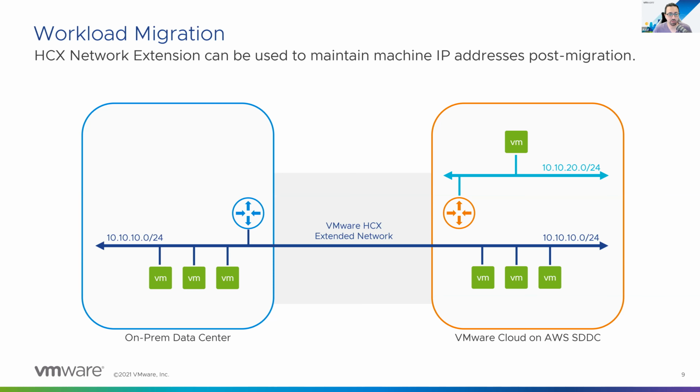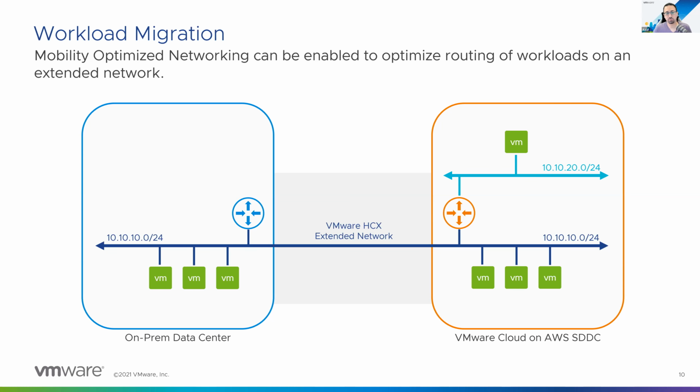with other segments. One feature that does enable us to leverage the cloud router is called mobility optimized networking. And that is just something that needs to be enabled once we extend the network, and also enabled per VM. So it is really robust. You can do it just for one VM. You can do it for all of them. But basically, it provides kind of egress optimization.